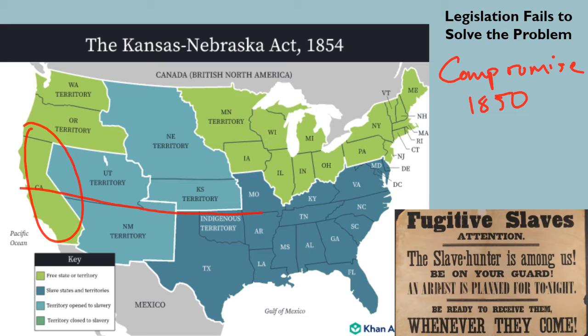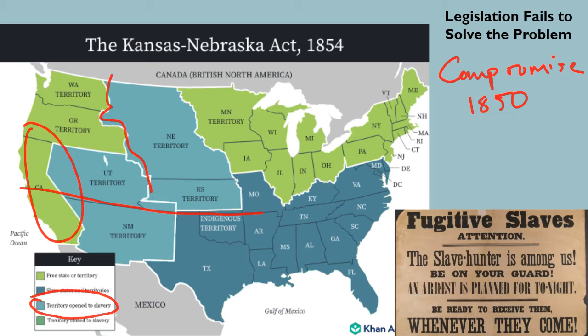And this map right here shows you this sort of light blue color right here were states that were territory that was opened to slavery. Okay, meaning that if states in those territories became part of the US, they could have slavery.